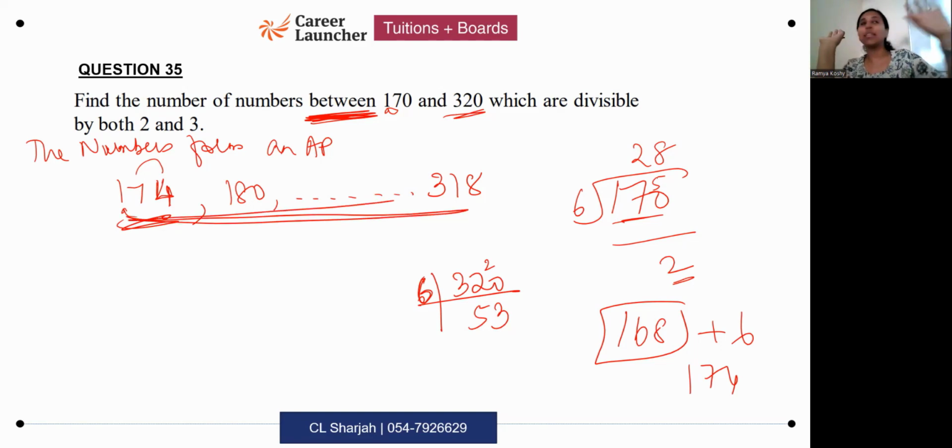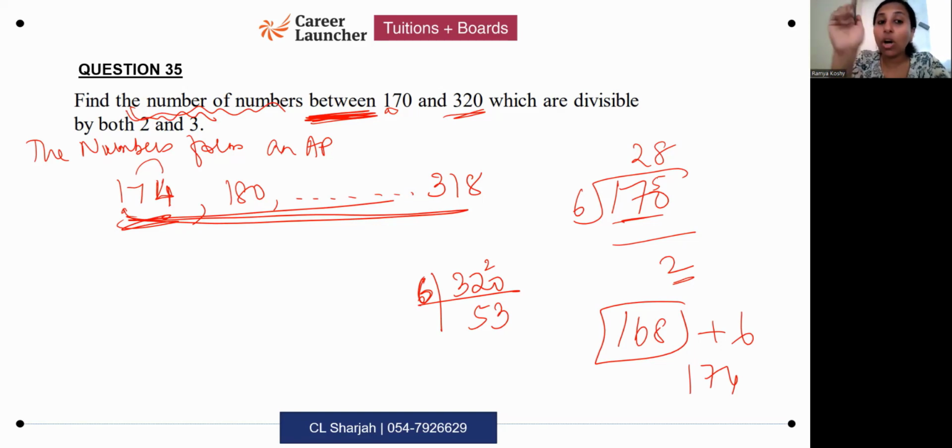So the important thing in these types of questions is finding the AP first. Once you've found the AP, what do you do? You use the nth term formula to get the value of n, because that is the question: find the number of numbers. So you use the nth term formula to find out the value of n.